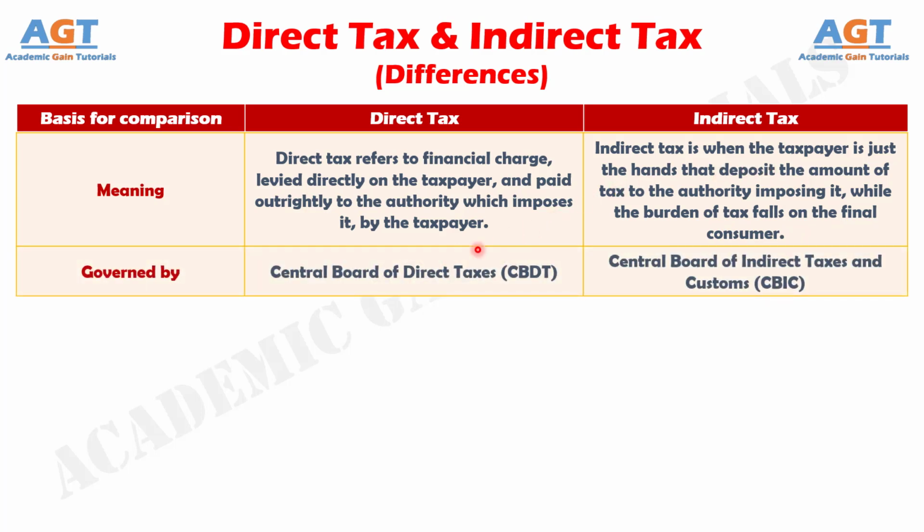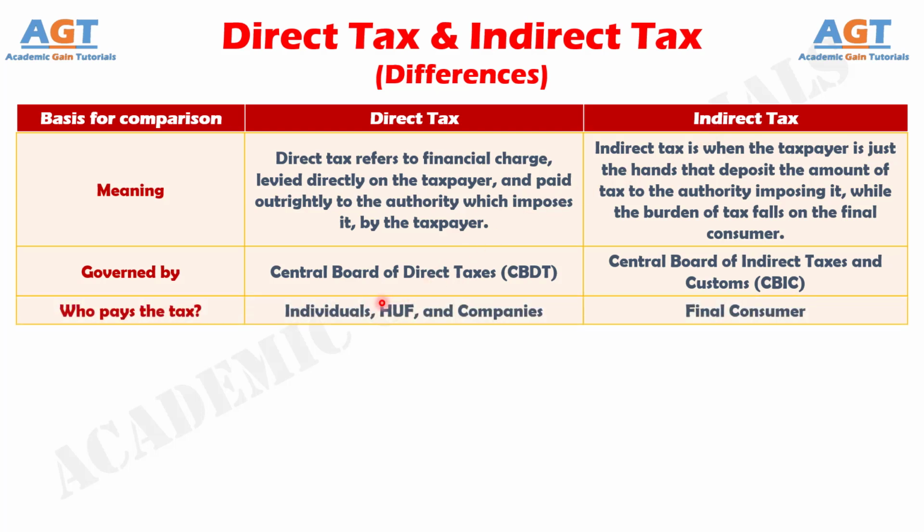Number 2. The Central Board of Direct Taxes functioning under the Department of Revenue is the authority that administers direct taxes in India. Conversely, the Central Board of Indirect Taxes and Customs is the authority responsible for the administration of indirect taxes. Number 3. While direct tax is levied on the assessee, which may include individual, HUF, company, AOP, BOI, etc., whereas indirect tax is paid by the final consumer.